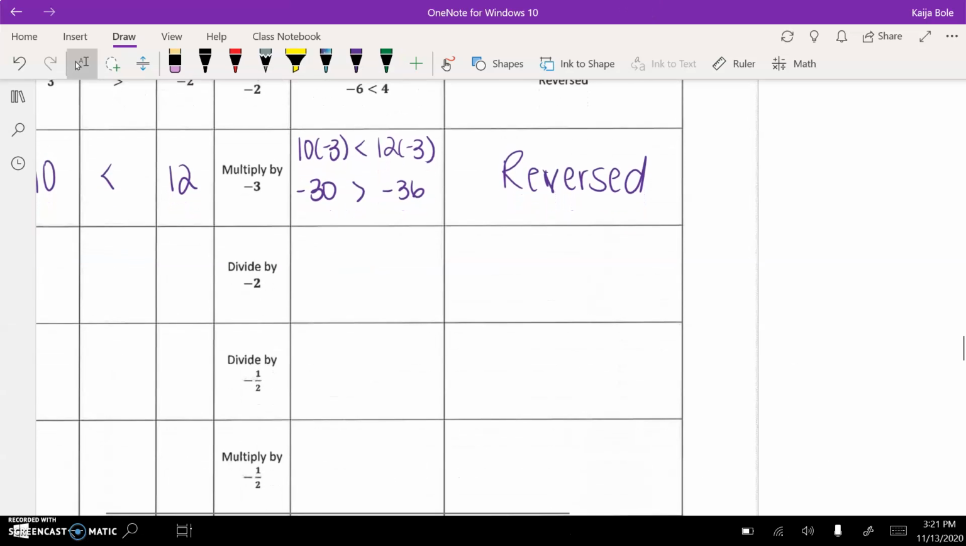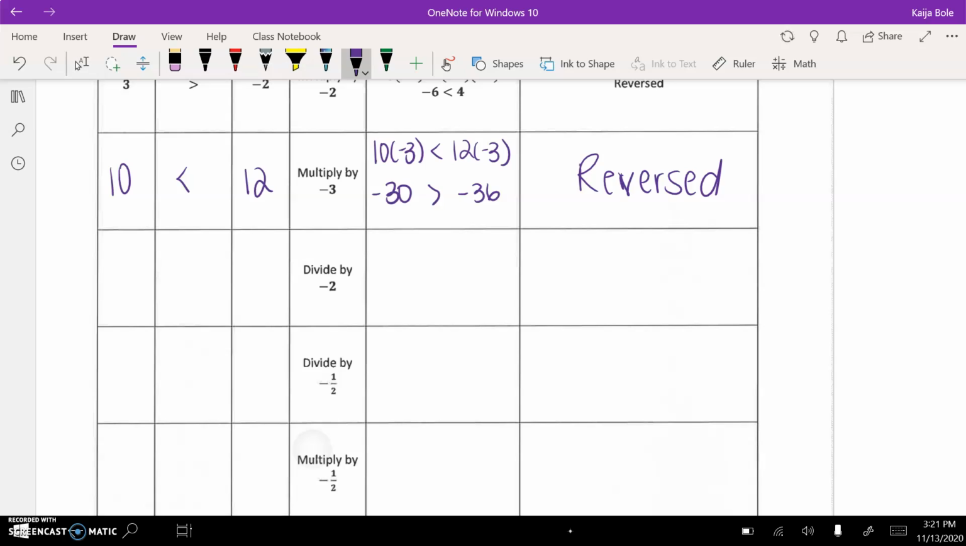Now what if I check one? We're just going to do one more here. Let's keep my 10 and 12. 10 is less than 12. And now what if I divide by -2? So 10 divided by -2 is less than 12 divided by -2. 10 divided by -2 is -5. 12 divided by -2 is -6. And now I'd have to reverse my sign again.